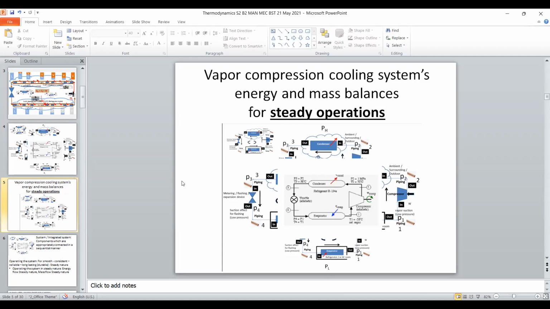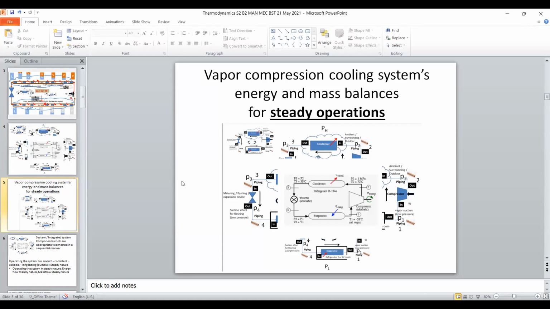So when it comes to these steady operations, very important: what nature of steadiness are we expecting in terms of energy and in terms of mass? In terms of energy, we generally call it energy balances. Any imbalance in energy is a problem for the system's operations and performance. Any imbalance in mass, it's the same. Natural. That is natural.